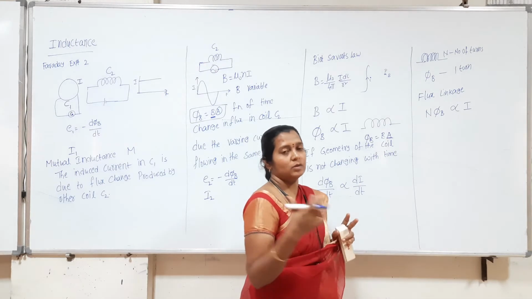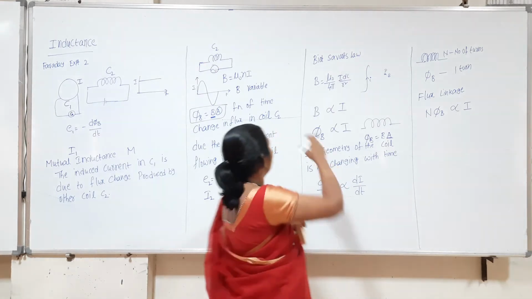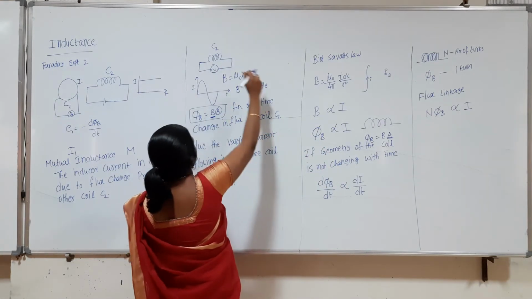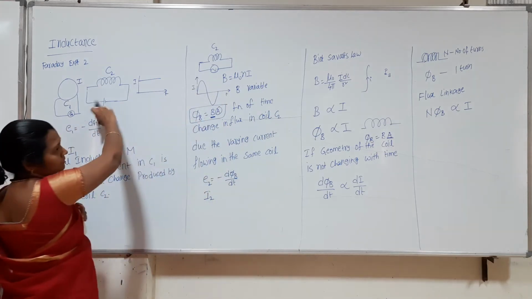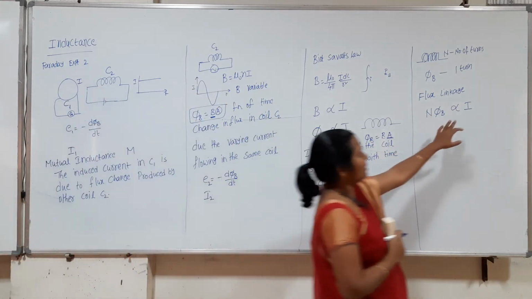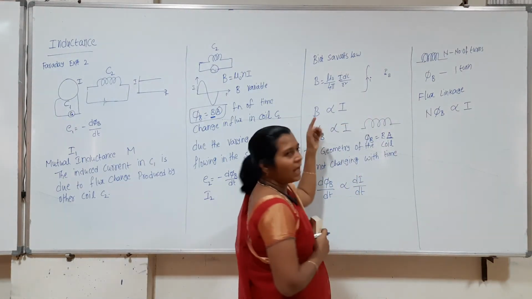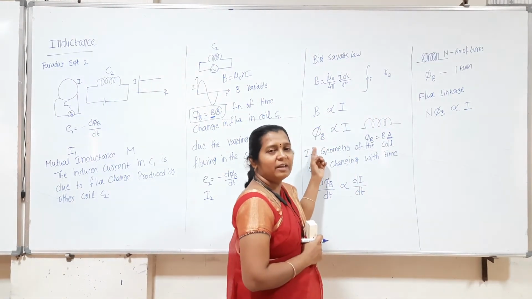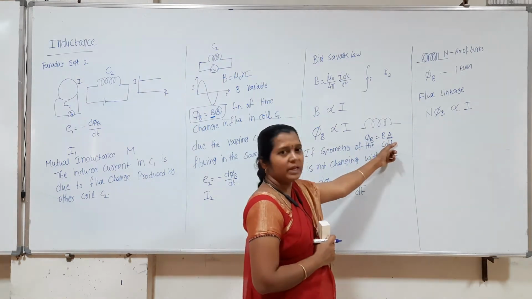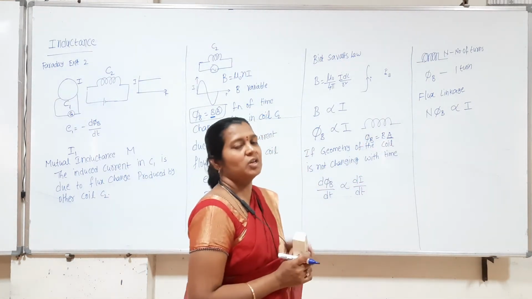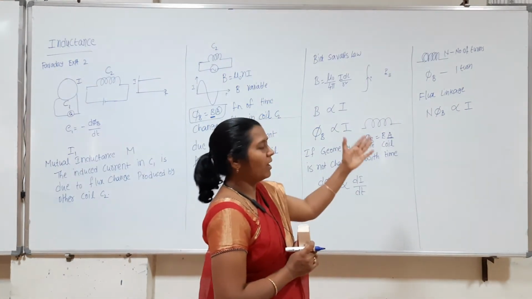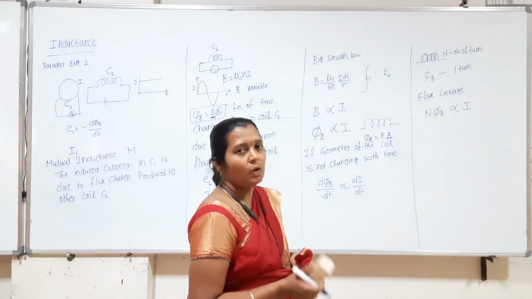As the current through the coil increases, this is the applied current, which we are giving through a battery. This is the voltage which we are giving through the battery. As the current increases, the magnetic field increases, B increases. As B increases, the magnetic flux, nothing but B into A, and so the magnetic flux linkage also increases. So N phi B is directly proportional to I.